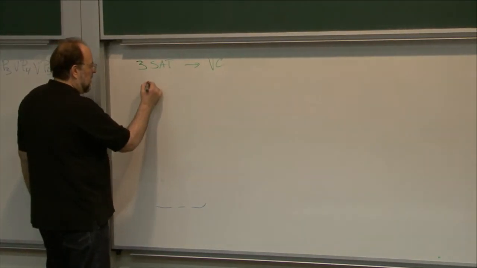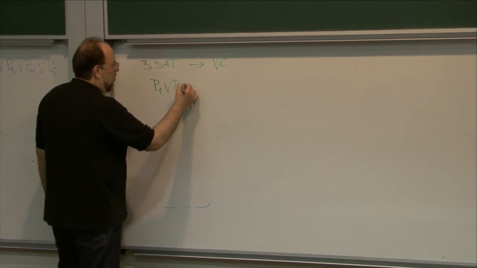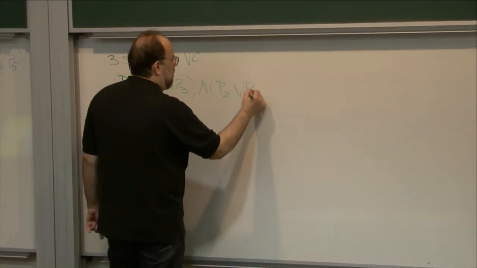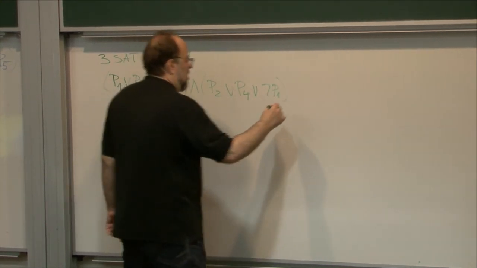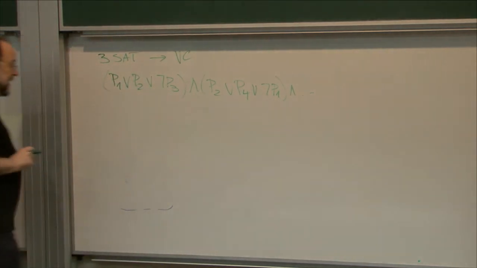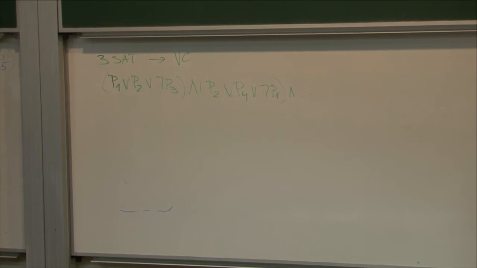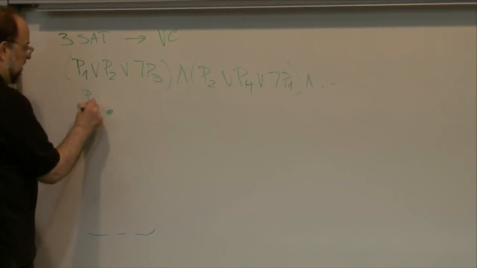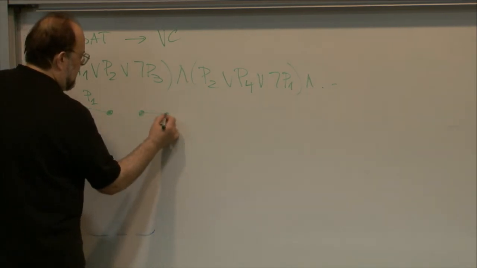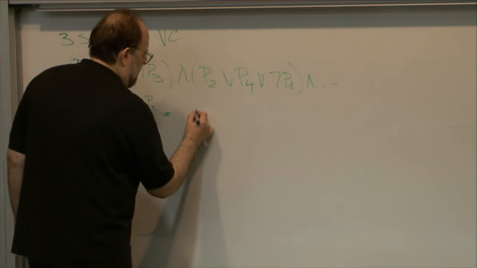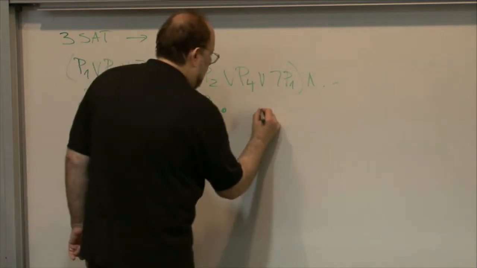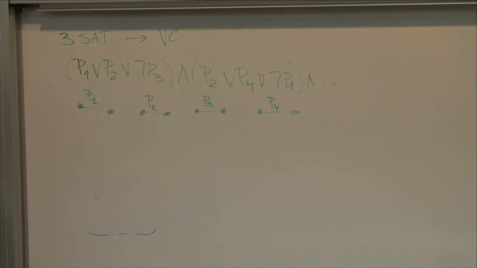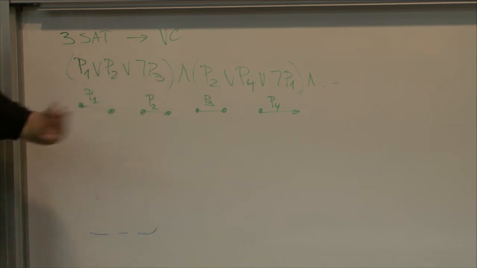So what does 3-SAT look like? Well, it looks like this: P1 or P2 or not P3, right? And say P2 or P4 or not P1, and things like that. Now you do the following thing. You construct a graph that has segments like this, as many as you have letters. So this will correspond to letter P1, this will correspond to letter P2, this to the letter P3, this to the letter P4. Okay, say we have only these. So each letter gets a segment like this.